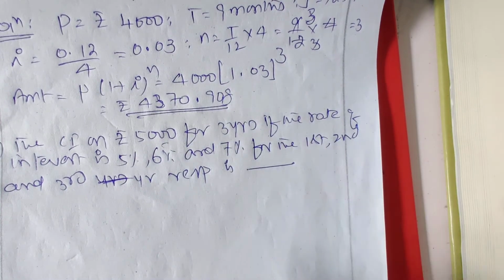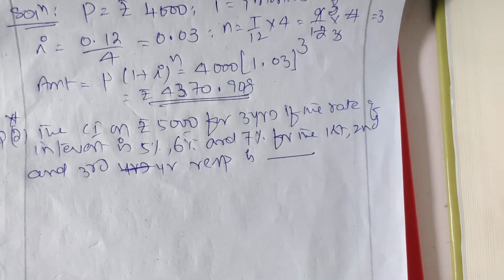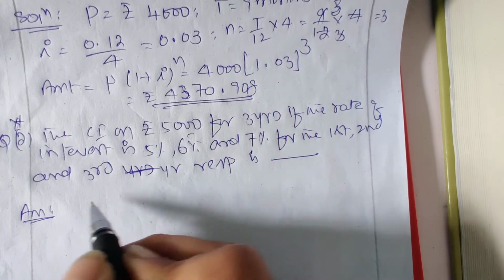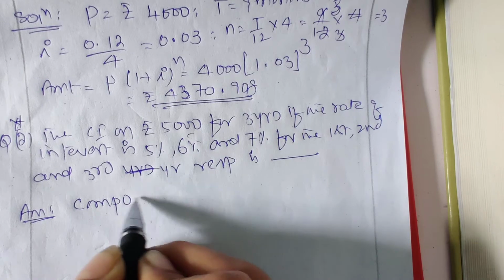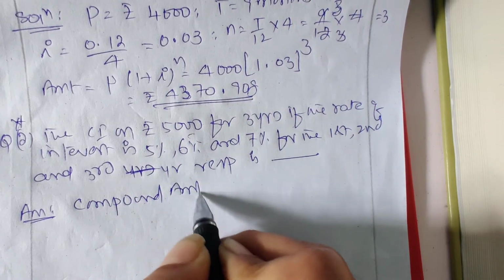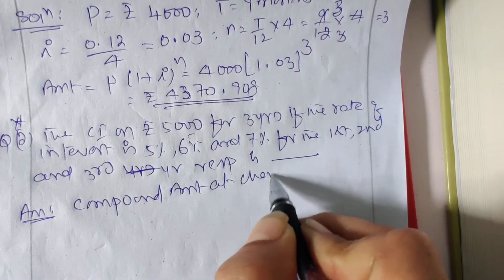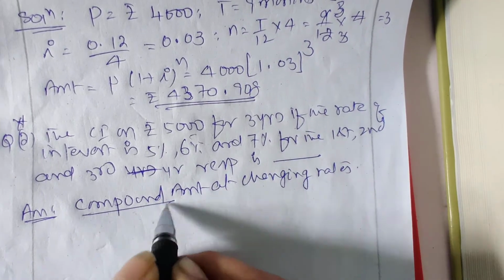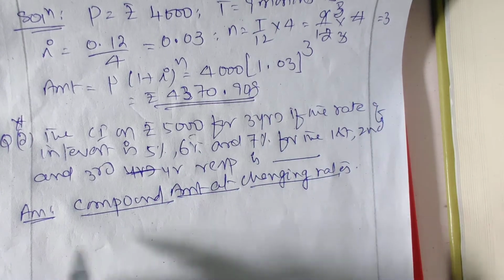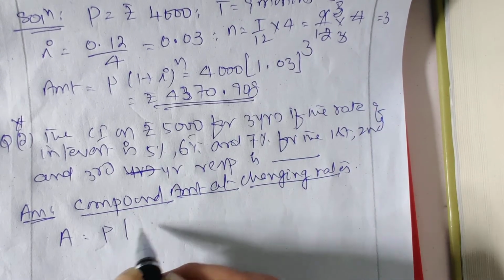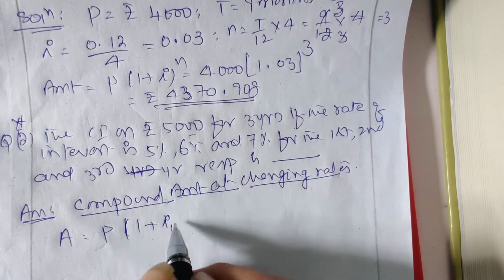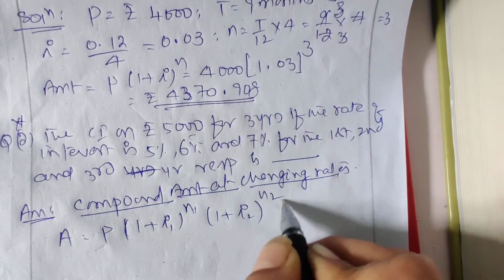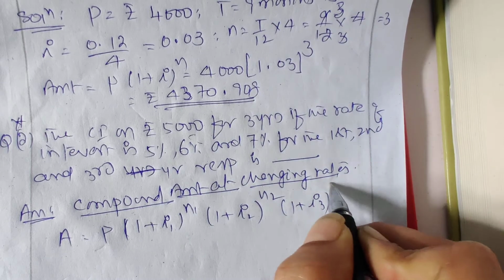Compound interest we have to calculate. So how can we solve this question, sir? First we will calculate compound amount at changing rates. Amount is equal to principal into 1 plus I1 whole power n1, 1 plus I2 whole power n2, 1 plus I3 whole power n3.